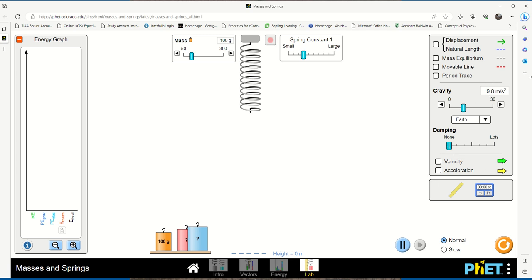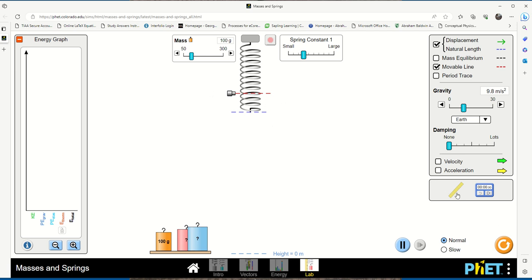Okay, gravity 9.8. Now here you want to click this box that has the displacement and the natural length of the spring. That's the blue line. That is the natural length of the spring, also the equilibrium position. The spring is neither stretched nor compressed. And the displacement, that'll pop up when we start running the lab. You'll see that. Then you also want to click movable line. That's this red line where you can move it up and down. I don't think you can move it side to side, but you can move it up and down, because we're going to use that to read the ruler.